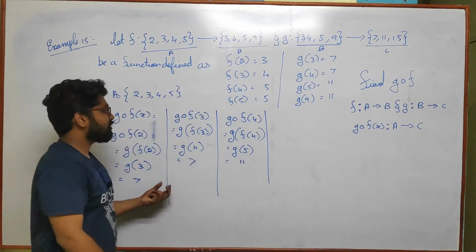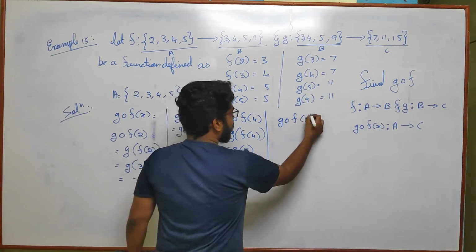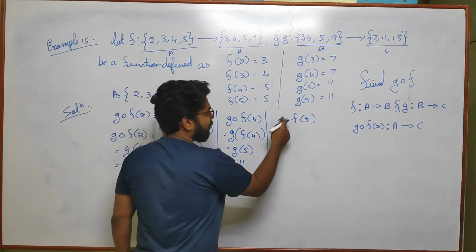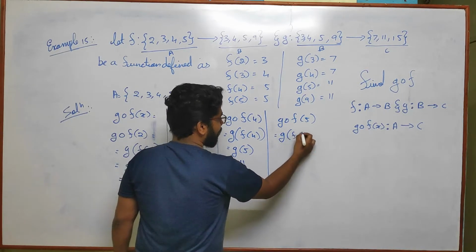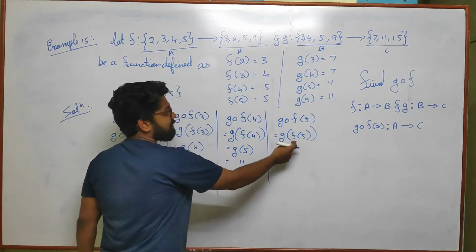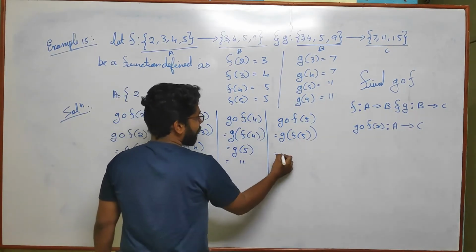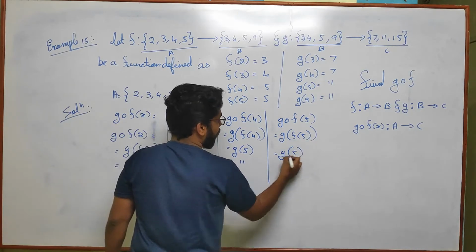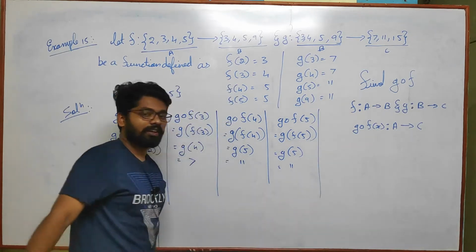Okay, so now let us solve the next one, which is gof of 5. As usual this circle splits up, giving you g of f of 5. Now what is f of 5? f of 5 is 5 itself, right? So therefore g of 5, what is g of 5 from this definition? Answer is 11. So here ends your sum.